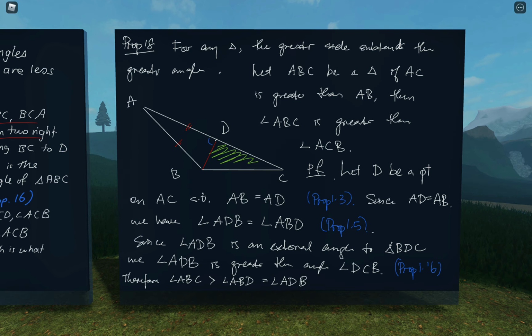This is ADB greater than angle ACB. Okay, so getting back to what I was saying, these two angles are equal because of the isosceles triangle. And of course, ADB being bigger than ACB was the external angle argument by proposition 1.16. So that's what we wanted to show. Okay, cool. So that's proposition 18.